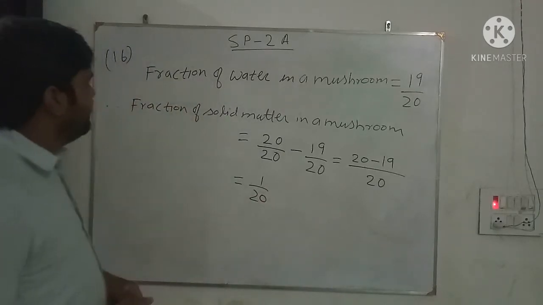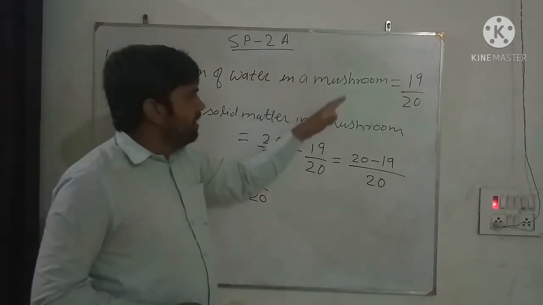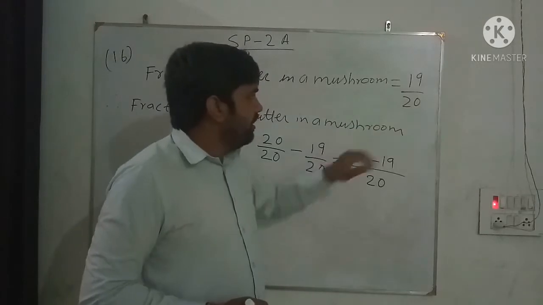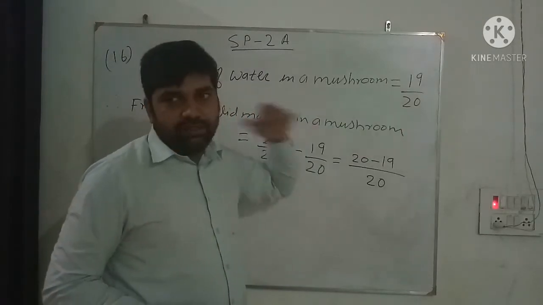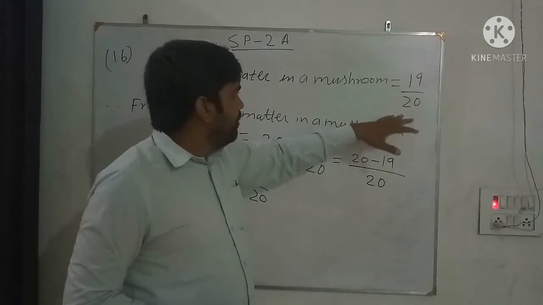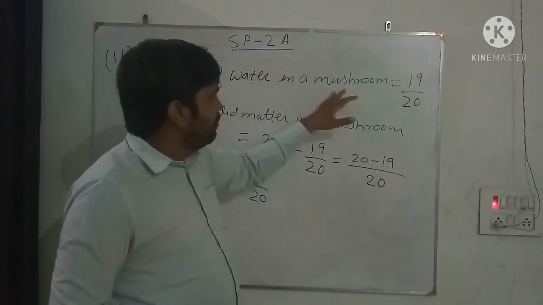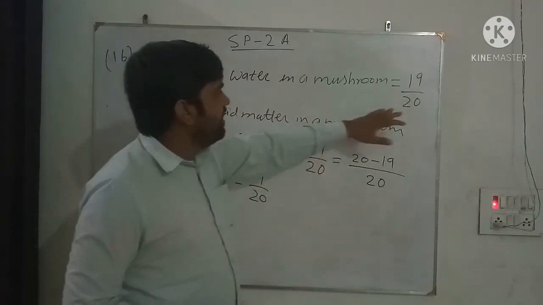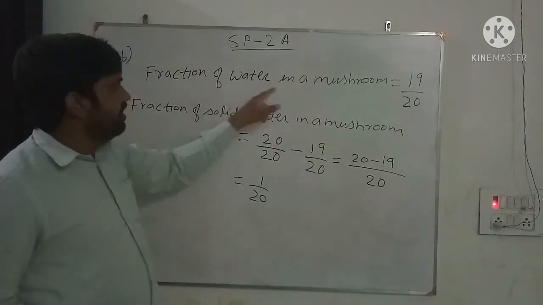Directly also you can understand here that the total part of a mushroom is done. Total part of the mushroom is 20. Now out of 20 parts, you can understand by weight also. Suppose the total weight of a mushroom is 20 gram and out of 20 gram, 19 gram is water. Fraction of water in a mushroom is what?